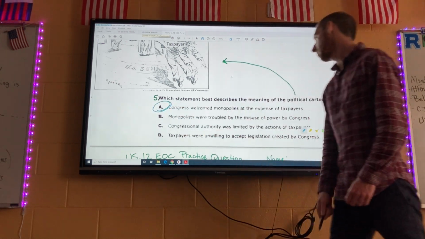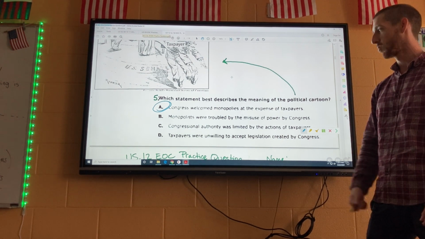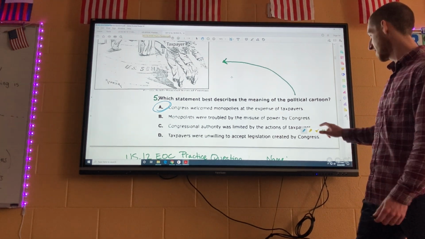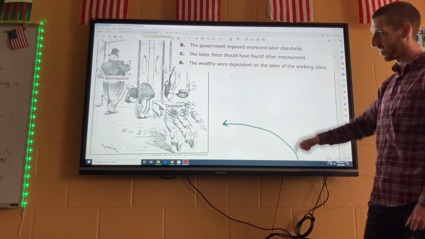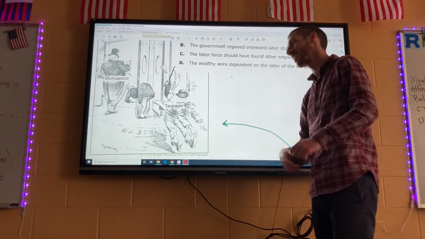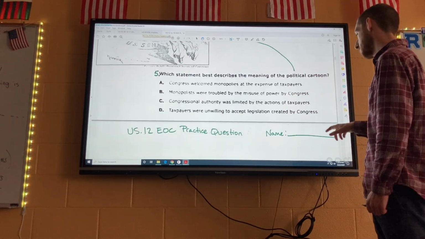Congress welcomed monopolies at the expense of taxpayers. And honestly, if you just look at that cartoon, it's pretty much labeled to where you could read that and you don't even have to know what any of those words mean. Because if you understand basic English and body language, with the guy bowing down, the door open, the monopolist walking in, the taxpayer getting kicked out, that is pretty self-explanatory. So 5 is A.